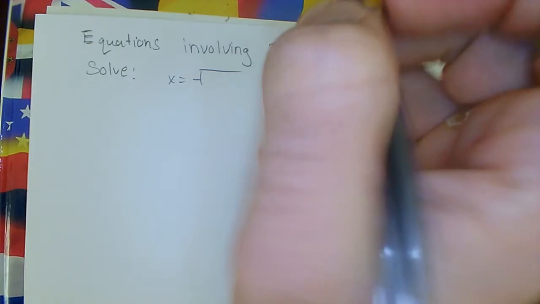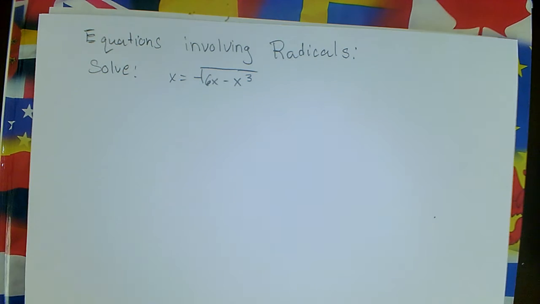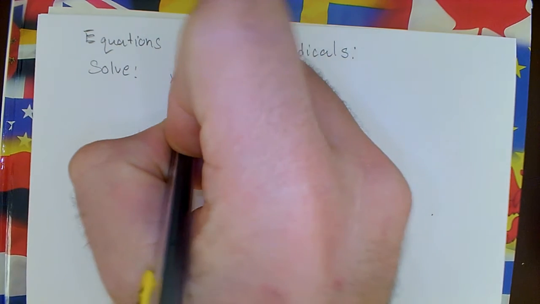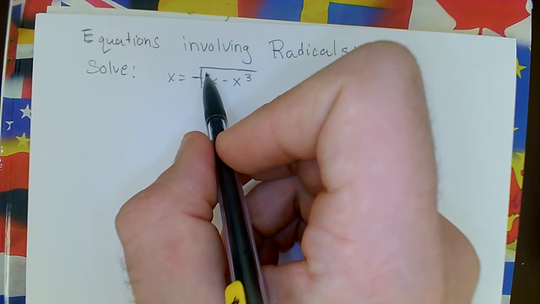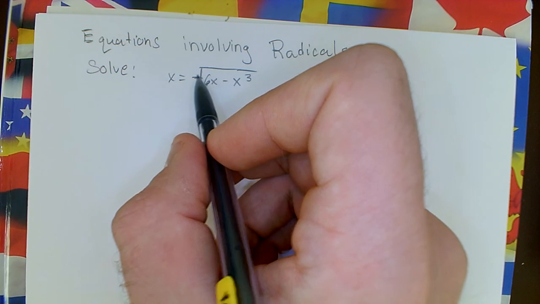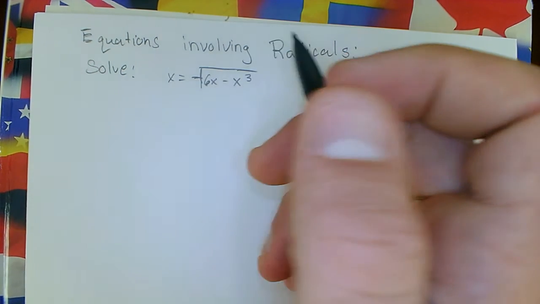x equals the square root of 6x minus x cubed. Okay. So the first thing you want to do is figure out what power you need to raise both sides to, to get rid of the radical. To get rid of a square root, you take both sides and square both sides.